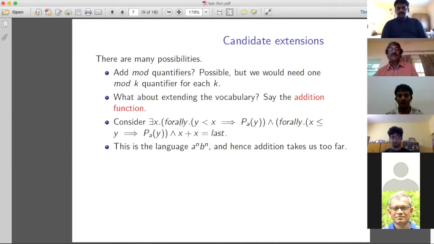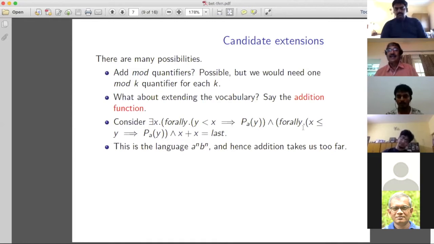Oh, there is for all y here. Suppose I write there exists x such that for all y, y less than x. So what is this talking about? There is an x such that to the left of x, right? There is a position x for all y less than x. That means to the left of x there are a's.